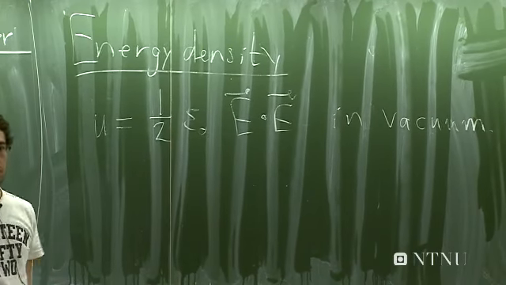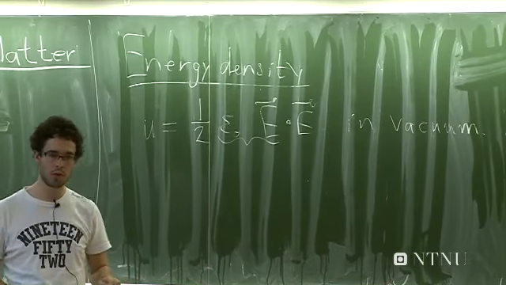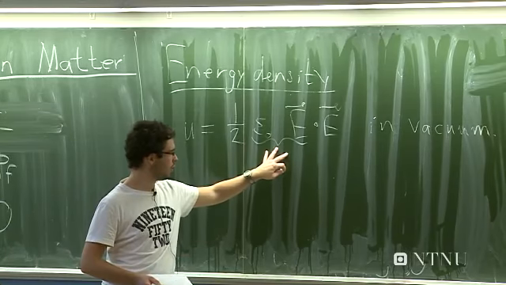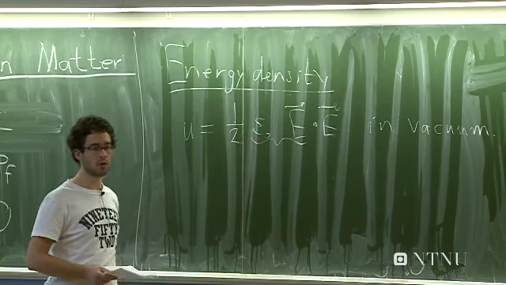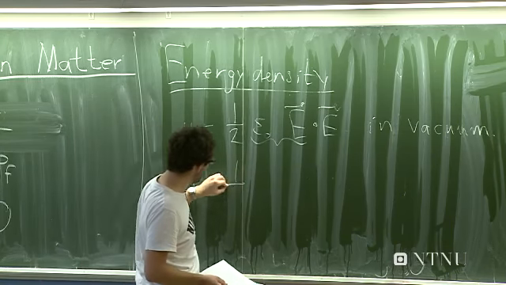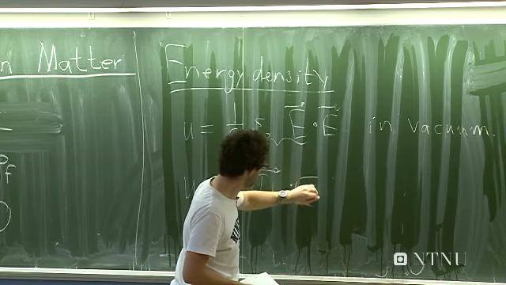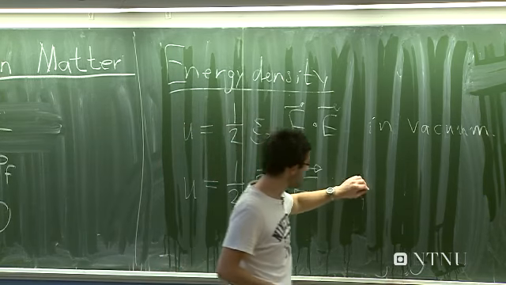I write it in this way because this was the vacuum case for the displacement field, right? So I could just think, okay, if I'm inside a material, this should be the other epsilon. And I can write it in the following way, using the displacement field.